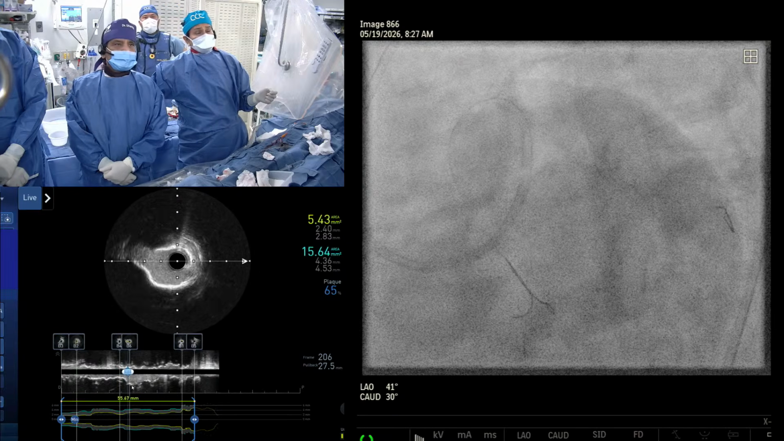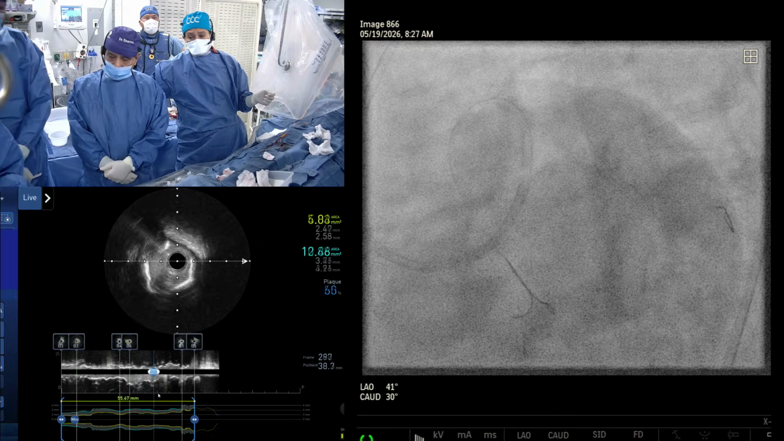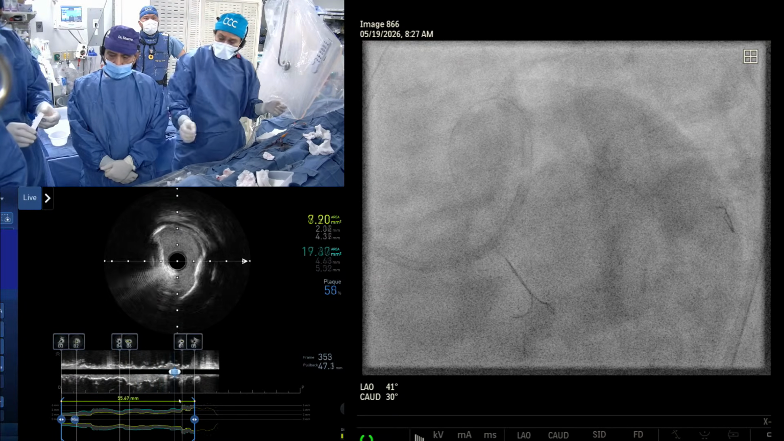Okay, let's go 3.5, just because true ostium. Okay, give me the IVUS. Let me quickly do the.